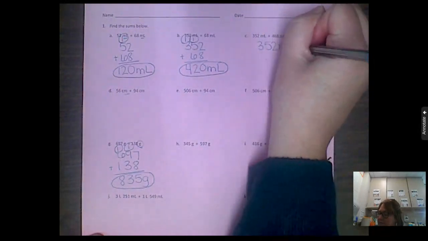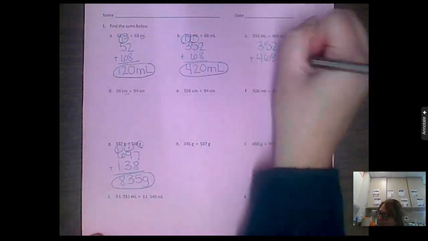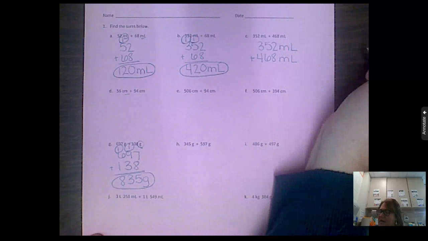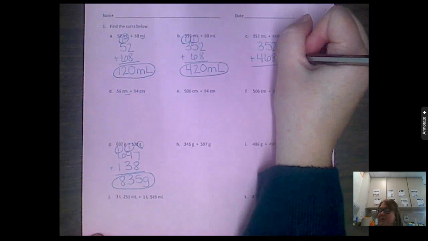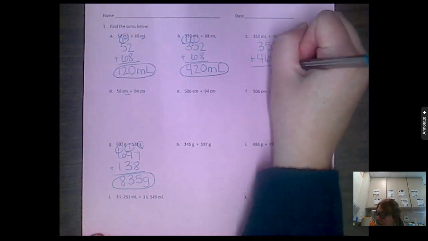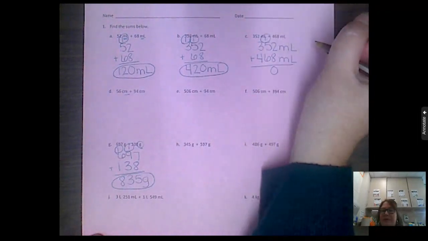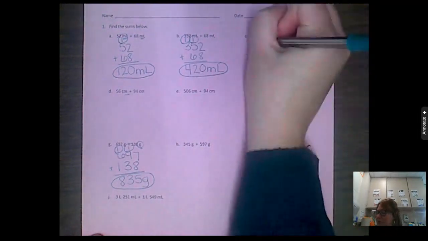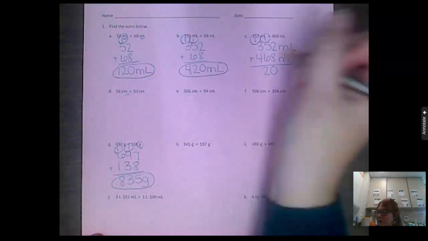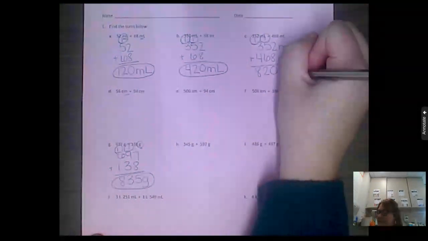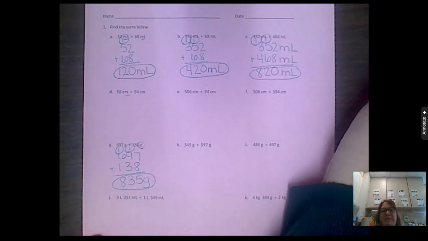352 milliliters plus 468 milliliters. And I don't know why I just put milliliters. We don't need to do that. But we'll just leave it there for now. 2 plus 8 is 10. 0, carry the 1. 5 plus 1 is 6. Plus 6 more is 12. 2, carry the 1 again. 4 plus 3 is 7. Plus 1 more is 8. So 820 milliliters. Did you notice anything about all three of those problems on the top row?